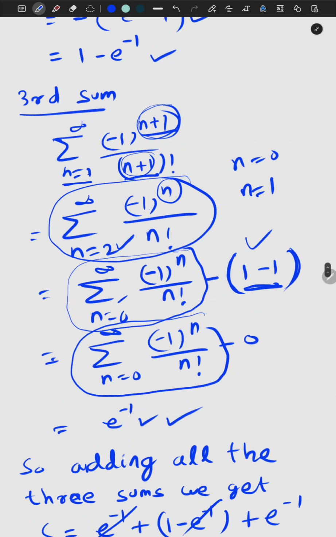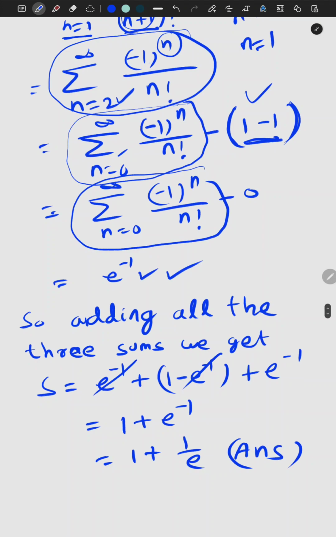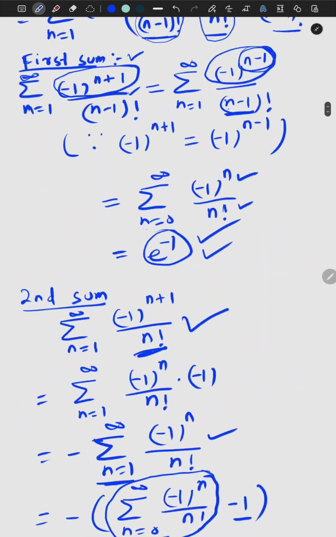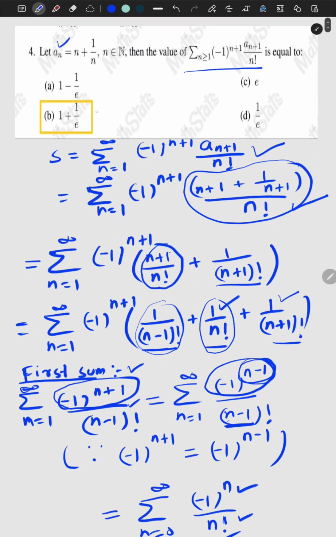So finally we have calculated the three sums. If we add all these three sums, we get S equal to e to the power minus 1 plus e to the power 1 minus e to the power minus 1 plus e to the power minus 1. Here e to the power minus 1 and e to the power minus 1 cancel out, so it gives 1 plus e to the power minus 1, so it gives 1 plus 1 upon e. So the answer is 1 plus 1 by e.